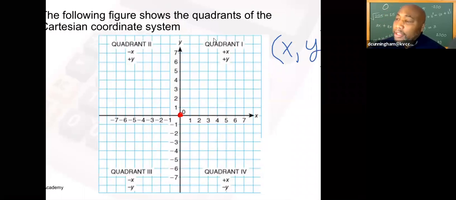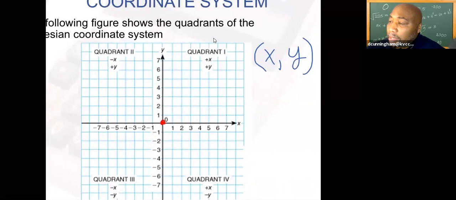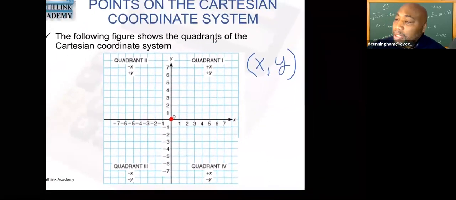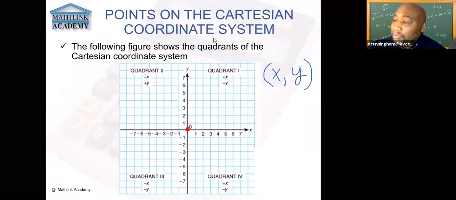So looking at this, let's look at quadrant 1. For quadrant 1, if you look up here, it says plus plus. Now that plus plus means this: your x value is positive and your y value is positive. So in quadrant 1, your x and y values are positive because they're both coming from a positive value. You first do your x, then you do your y.